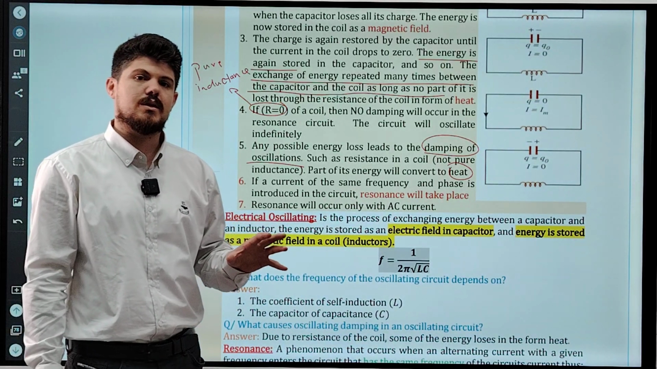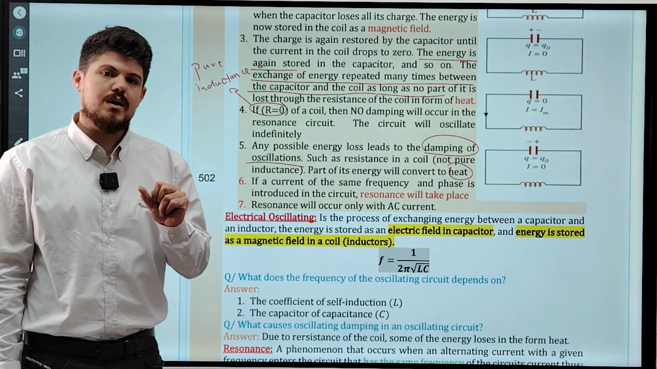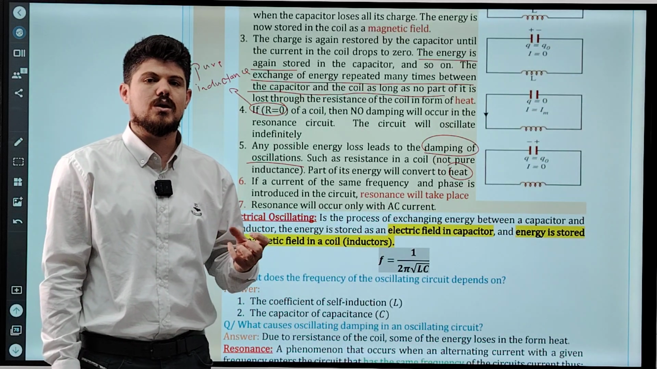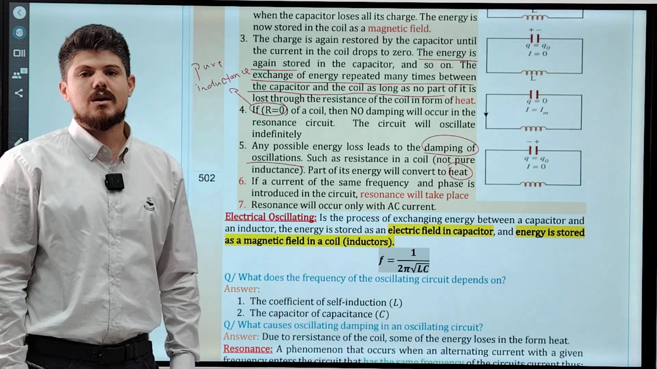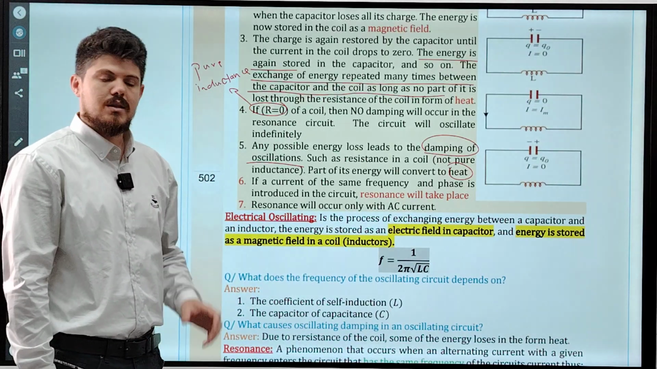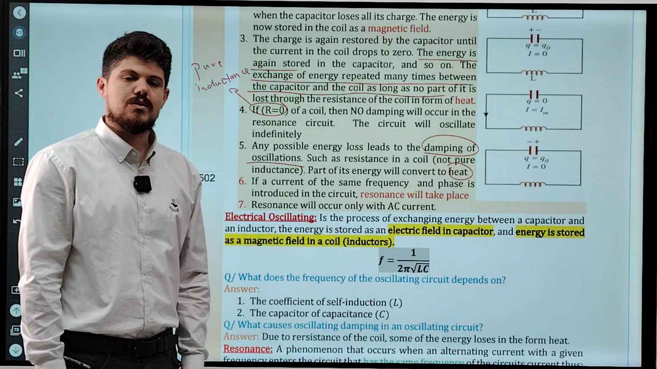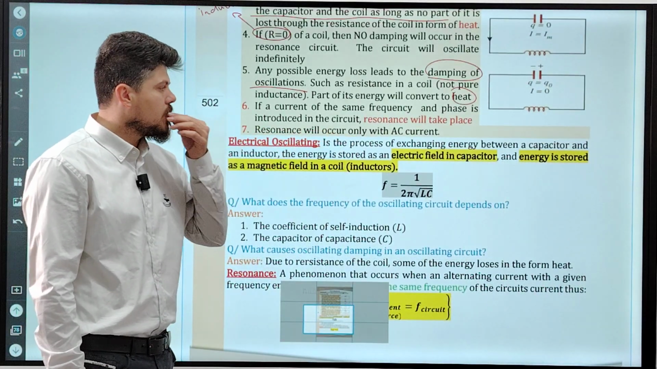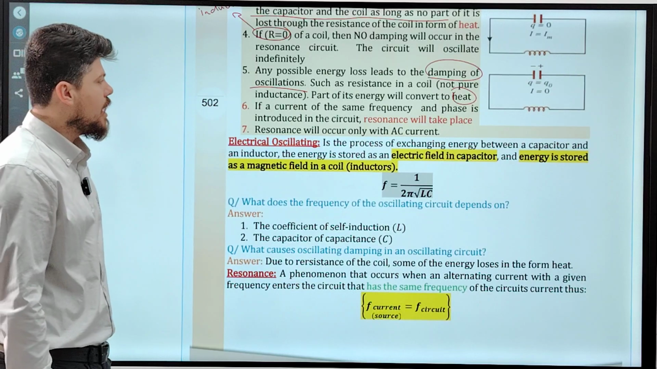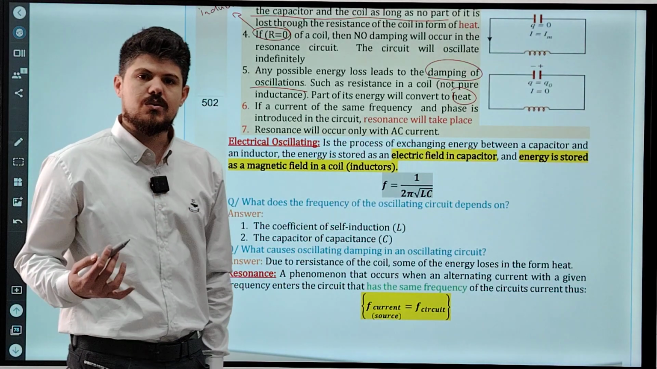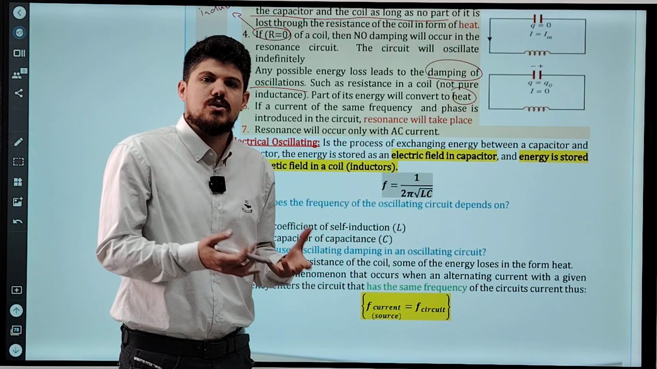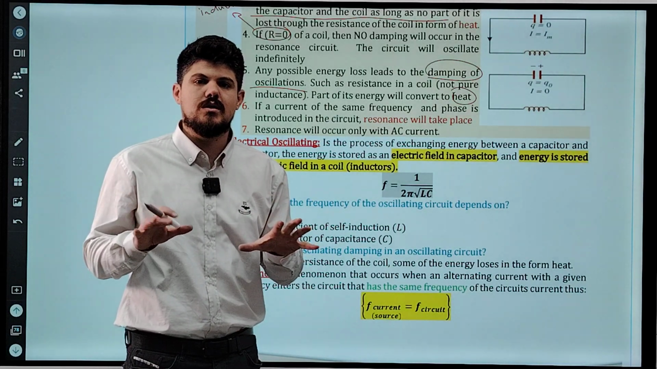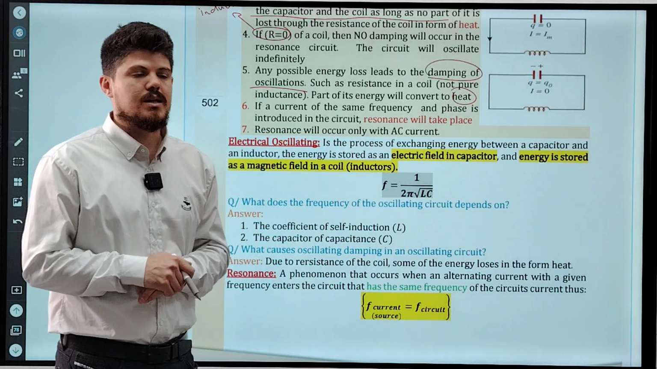If a current of the same frequency and phase is introduced in the circuit, resonance will take place. When does the resonance take place in the electric oscillation? When the frequency of the external AC source matches the frequency of the oscillating circuit. In that case, we can achieve the resonance. Resonance will occur only with AC current. Why? Because AC current has frequency. In the electric oscillation also we have frequency. If these two frequencies match each other, the resonance will take place.